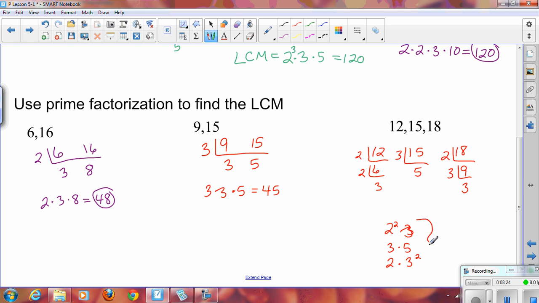And as we did up above, we write down each factor that's mentioned, 2 and 3 and 5. And the largest number of 2's, we have an exponent of 2, and we have just a 2. So we're going to use that exponent. The largest exponent is 2. Here we've got a 3, here we've got a 3, here we've got a 3 squared. So we're going to say 3 squared, okay? 2 squared is 4 times 3 squared, which is 9. So 4 times 9 is 36, and 36 times 5 is 180. So the least common multiple of 12, 15, and 18 is 180.